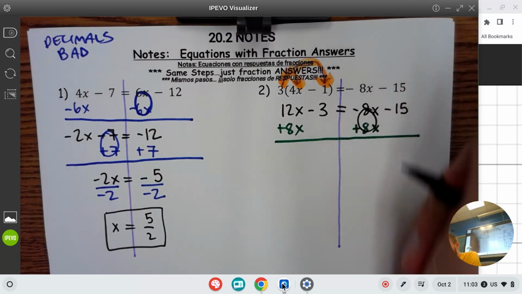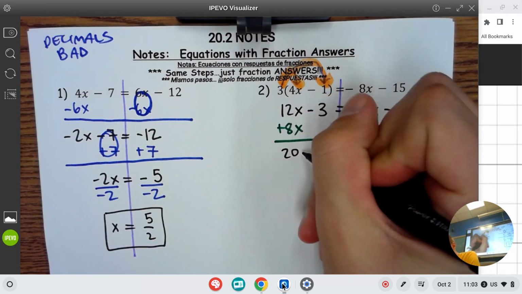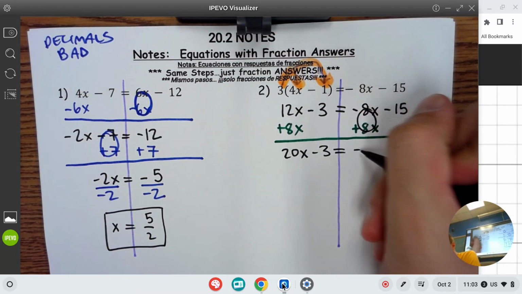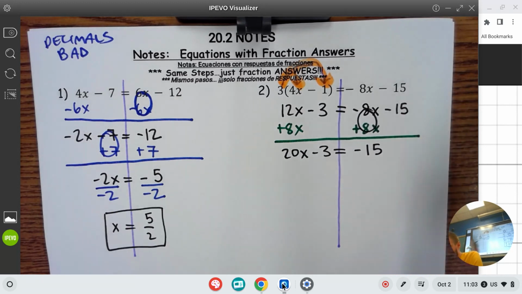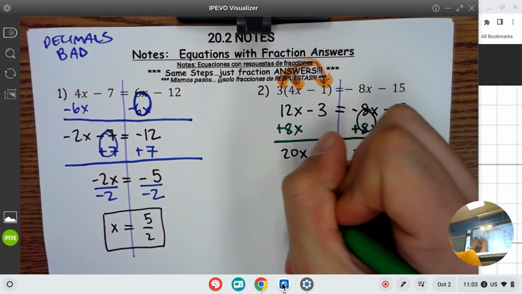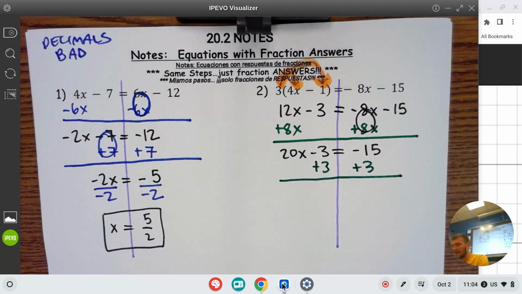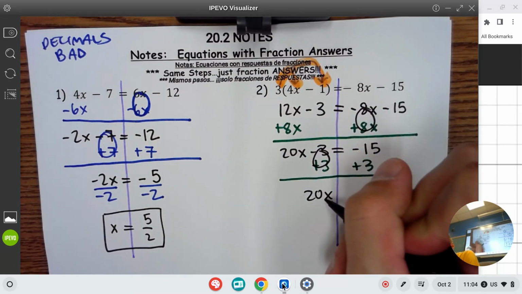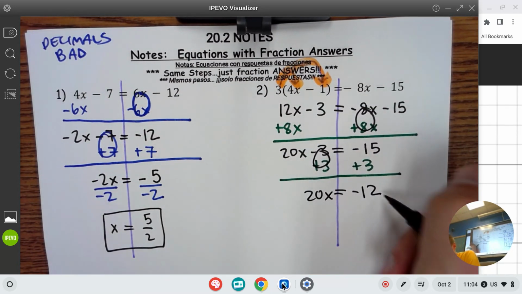Adding 8x to move it to the other side is going to be 20x minus 3 equals negative 15. The next step is to add 3, right? Again, we've done this over 100 times. Hopefully it's not stressing you out. Hopefully it feels nice and easy. 20x equals negative 12.